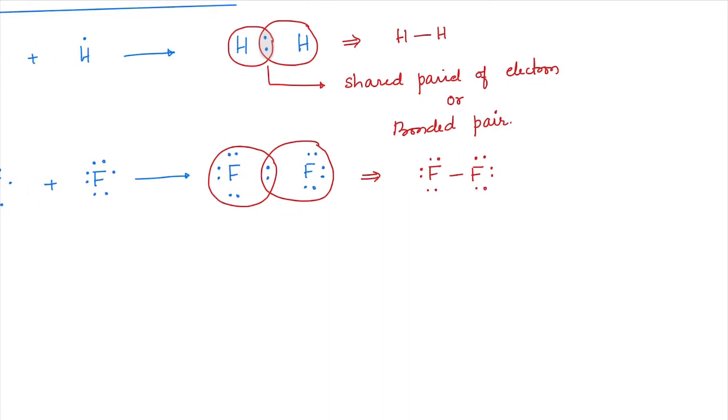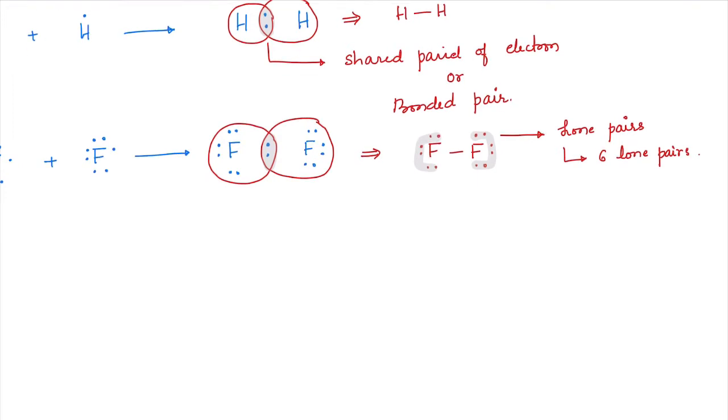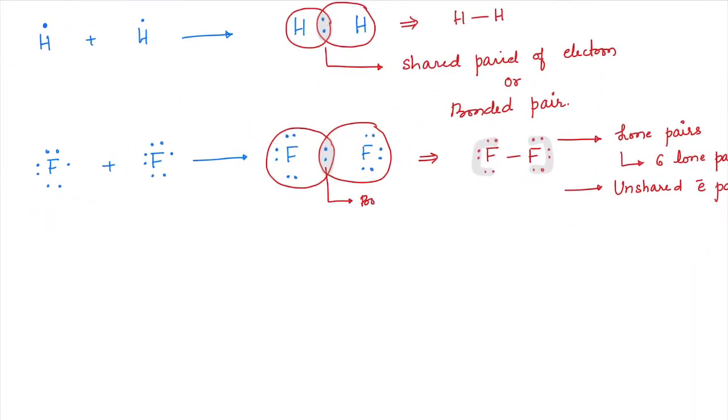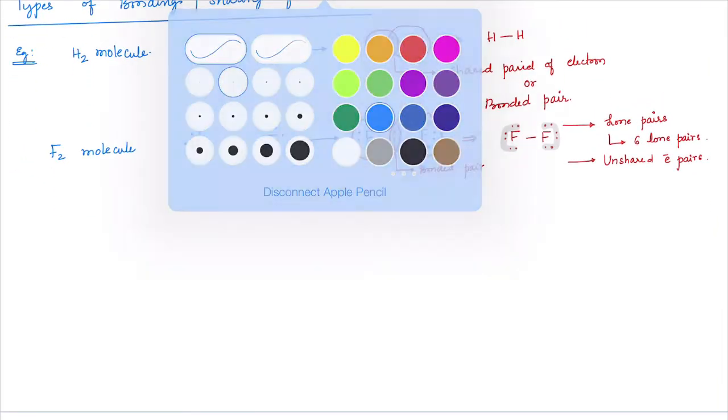And these pairs, if you see, this was the bonded pair, and now if you see these pairs, got it? These are the pairs which are not participating in the bonding, hence they are called lone pairs. So F2 molecule has 6 lone pairs. Have you guys got this? The other term for the lone pairs is unshared electron pairs. So either you can call it a lone pair or unshared electron pairs. So there is one bonded pair, you can see this is the bonded pair. So one bonded pair and 6 lone pairs are present in F2 molecule.